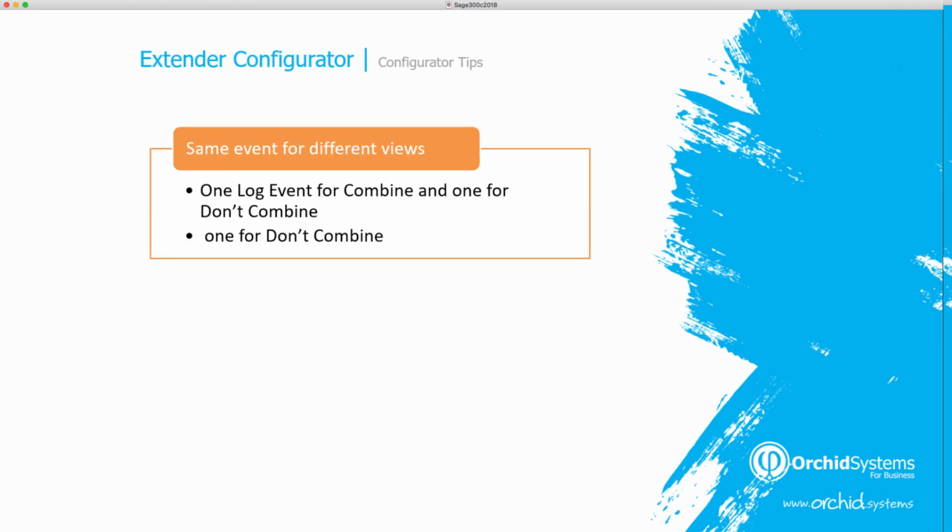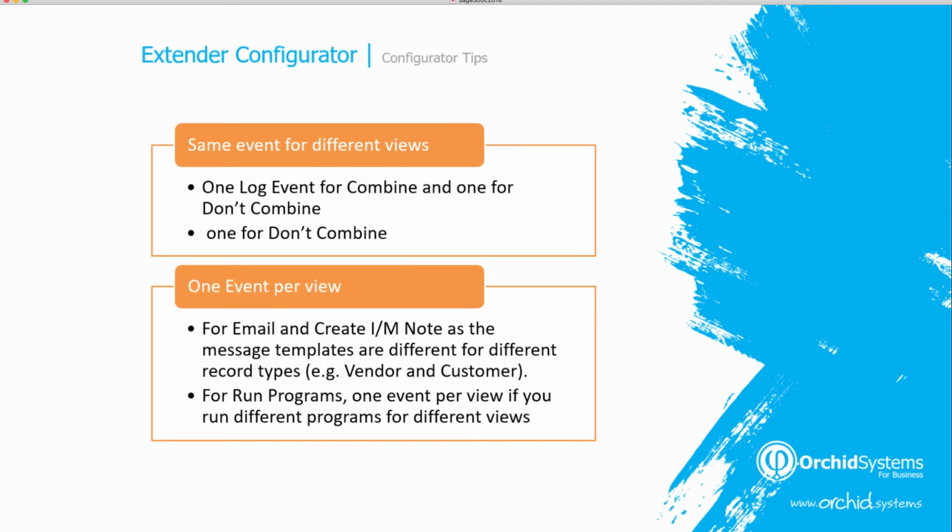We've also seen that the same event can apply to different views. For example, the logging. Often with email and creating a note, you generally have one event per view, as the email or note templates are different. Similarly with run programs, generally you would run a different program for different views. So again, one event per view is quite common.